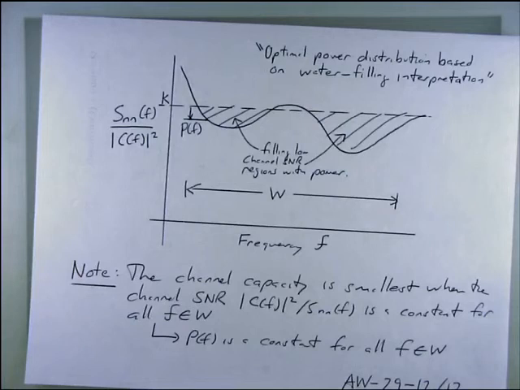Unfortunately, Proakis doesn't really talk about this too much. The classic text on this is by Weinstein, Jitlin, Hayes, and I forgot the fourth author. This is a wonderful book, I think published in 1980, and it presents how water filling is done from this exact perspective. So the channel capacity is smallest when the channel SNR is a constant for all f in the entire bandwidth.